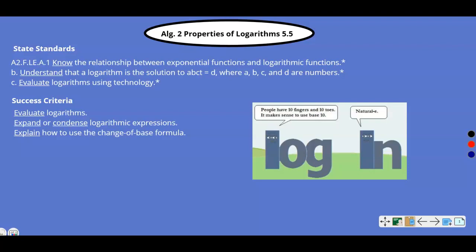Today we're going to be talking about properties of logarithms. Starting off with your state standards, below that is your success criteria. To be successful today, you need to be able to evaluate logarithms. You need to be able to expand or condense logarithmic expressions and explain how to use the change of base formula.